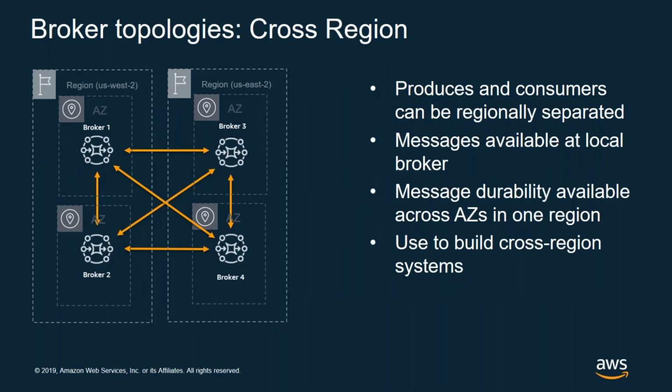The last topology I'm going to introduce here is called cross-region topology. Here, pairs of brokers are separated regionally. Producers and consumers can be regionally separated, and messages are available at the local broker. So if a consumer is consuming a message and the message is already in the broker, the localized latency can be lower here. Obviously, the end-to-end latency will be impacted by the distance between the regions. Here, message durability for persistent messages is still available across AZs, but not across regions unless you actually replicate those queues.